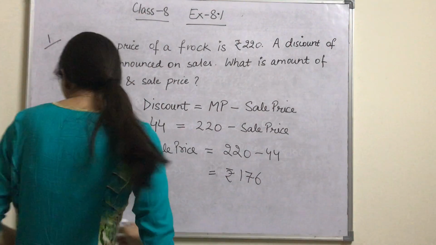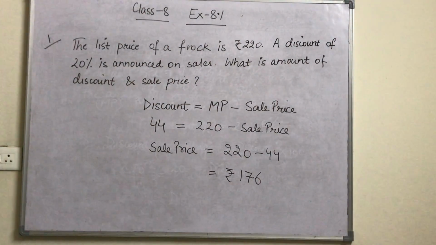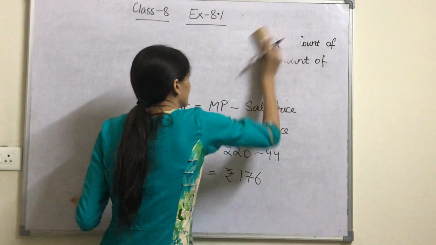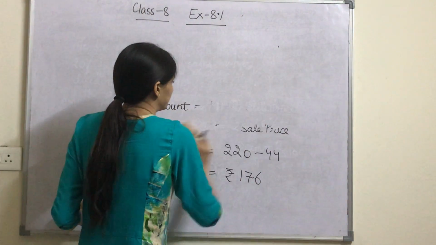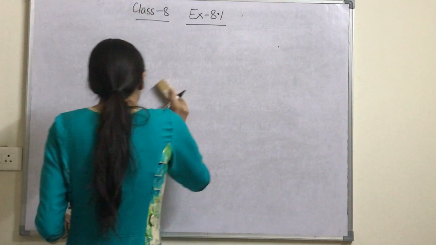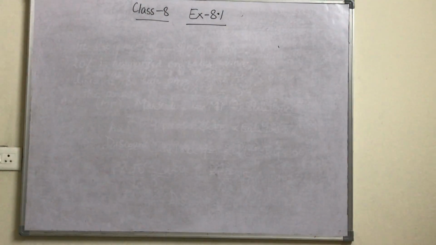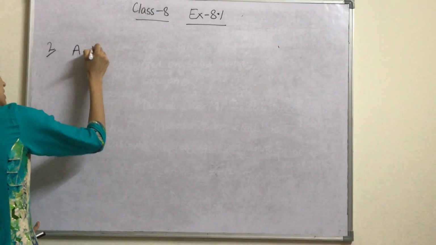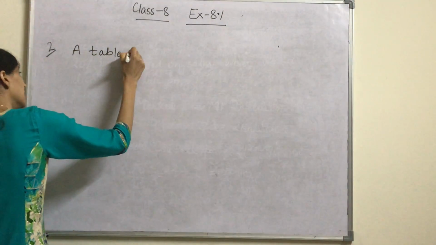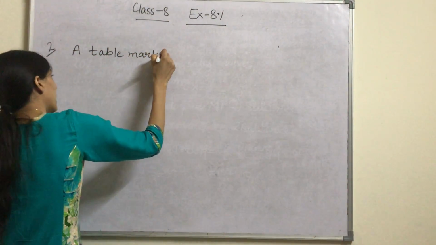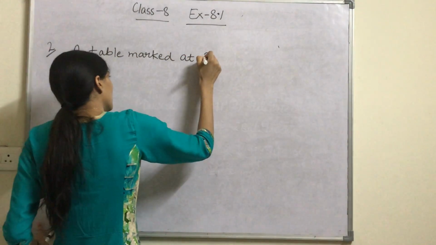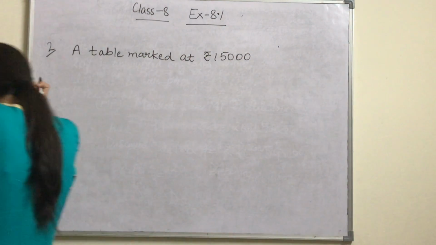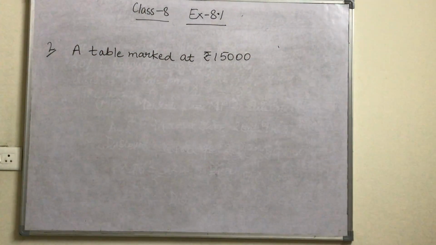Coming to the next question. A table marked at rupees 15,000 is available at a discount.